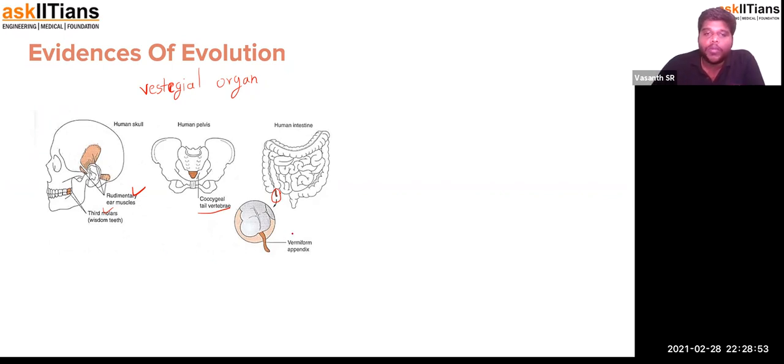Now, the vermiform appendix functioned like a secondary stomach. Why is this secondary stomach dysfunctional now? Because we were eating things raw, usually plants, fruits, leaves, and vegetables. Plants always contain a substance called cellulose. Cellulose cannot be digested because it requires an enzyme called cellulase. This enzyme is not produced in the human body. It is not present in the human body.